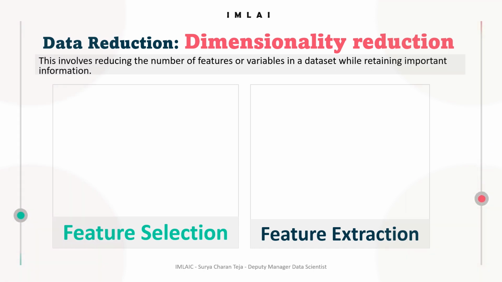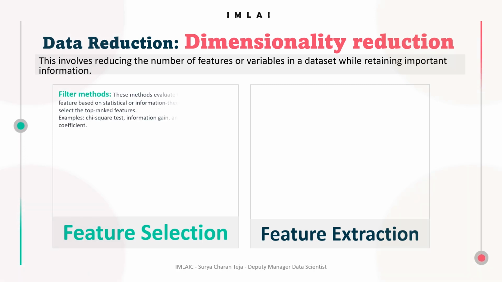Common feature selection methods include filter methods. These methods evaluate the relevance of each feature based on statistical or information theoretic measures and select the top ranked features. Examples include chi-square test, information gain, correlation coefficient. We have used all these techniques.